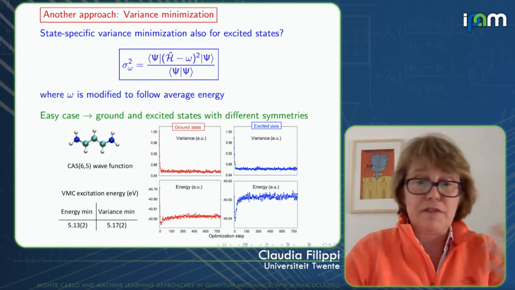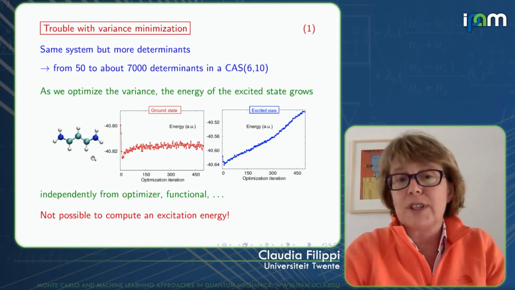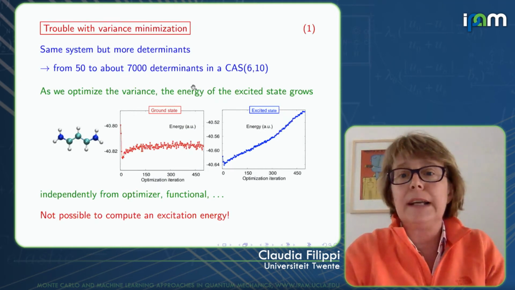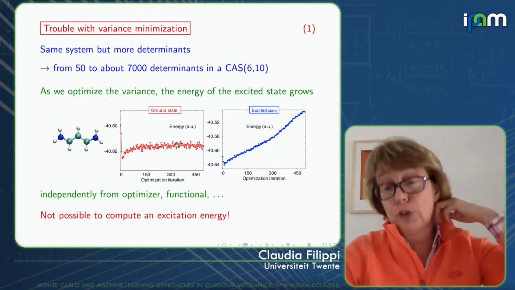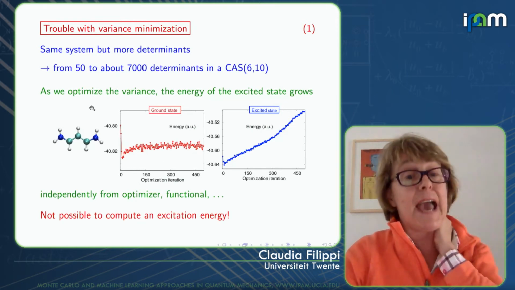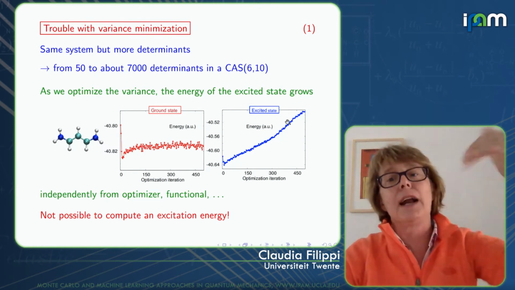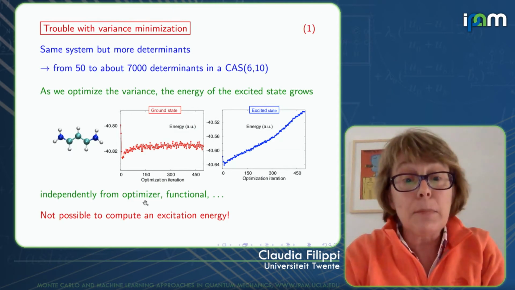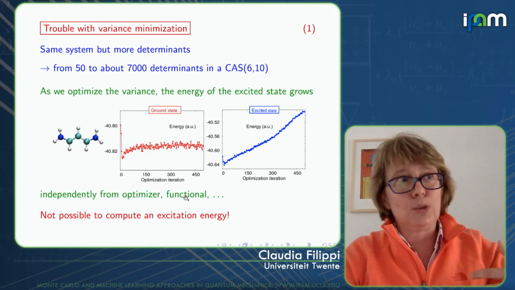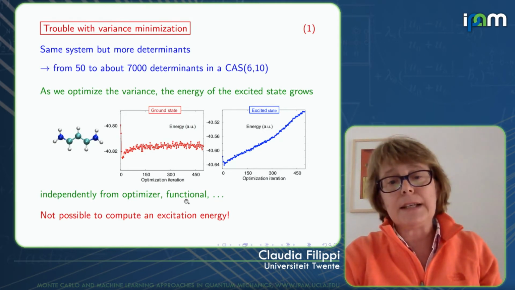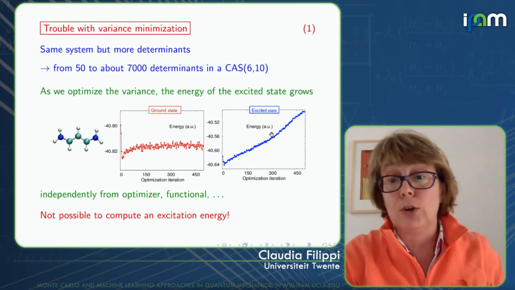But then we try to say, okay, fine, great. Now we go to a bigger wave function, and what we saw is that for the same system, if I go from 50 to 7,000 determinants in a wave function which is clearly better, the variance will converge for both, but while the ground state energy appears to converge, the energy of the excited state will start to ramp up, grow and grow. And this is independent of the choice of optimizer or the choice of functional to obtain the minimization of the variance, and therefore it is impossible to compute an excitation energy. You can get whatever you want, depending on where you stop along this slope.